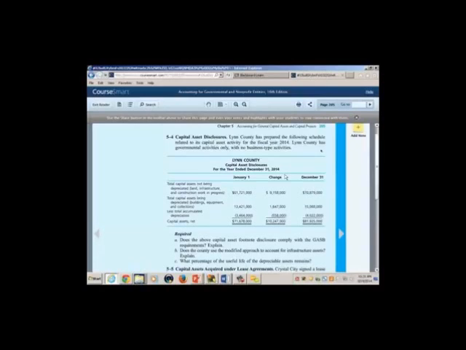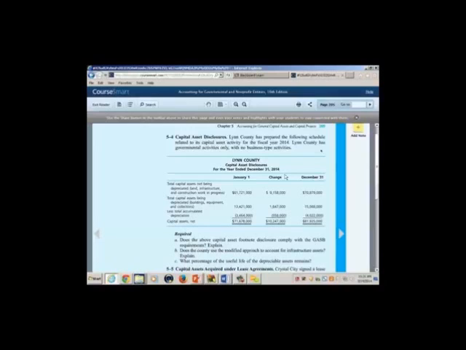Anything else? Yeah, that's what we were talking about. The only other thing is it doesn't show the last part of the schedule, which is the depreciation expense by function, because that's the part which we just saw. So those are the things that are wrong.